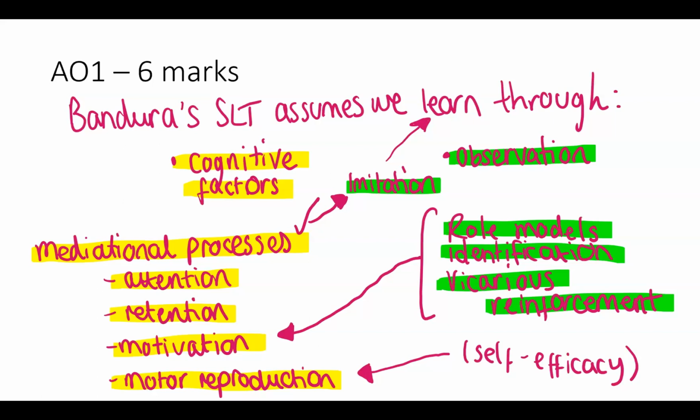Before I show you what this looks like fully written out, I just wanted to point out that I have included the term self-efficacy, which is not an essential term. You could easily get 4 marks without including this. I've just put it there as an extra. It's something that you might touch on in second year when you do gender or aggression. Essentially, it's around the idea of confidence. If you see people like you doing a behaviour, you're going to feel more confident in your own ability to replicate that behaviour, and so it ties in with motor reproduction.